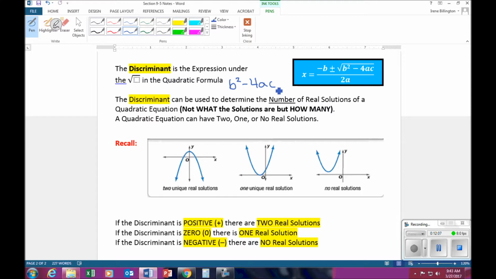So again, the discriminant can be used to determine the number of real solutions. Are there 2, 1, or none? Not what the solutions are. You'd have to use the entire formula to find out what those solutions actually are. Okay, we know that if there are 2 solutions, that means we're crossing the x-axis at 2 specific points. If there is 1 solution, we are just touching at a single point. And if there are no solutions, that means our parabola is not touching our x-axis.